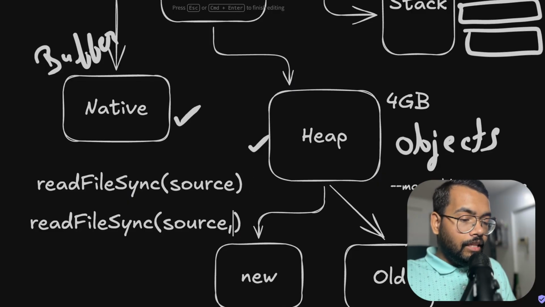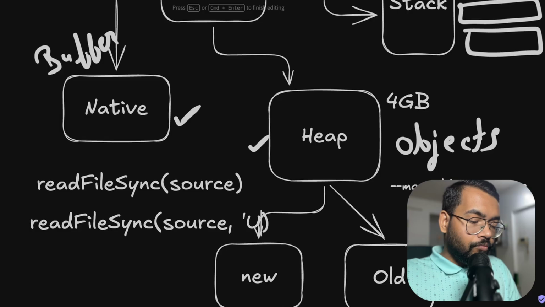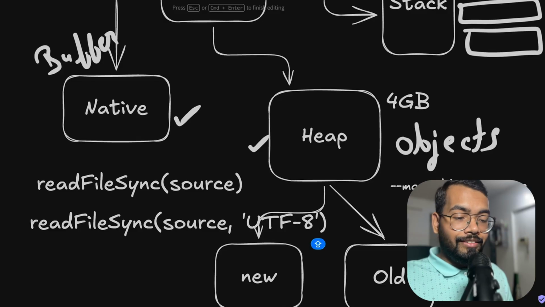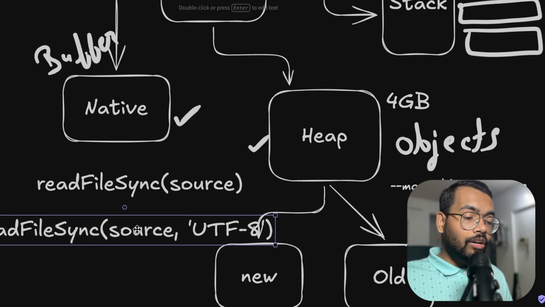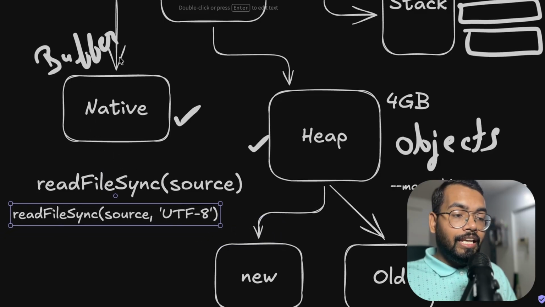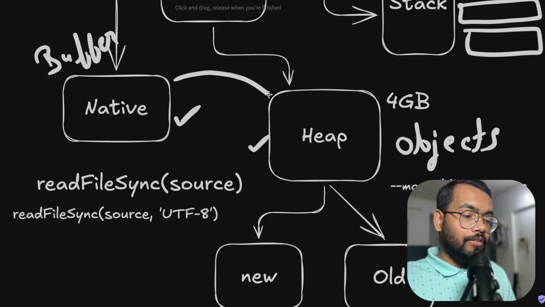Okay, so that is why the native memory is very important to Node.js. But remember, if you are doing something like this, you are doing readFileSync and then you are saying UTF-8. What you are doing at this point is basically converting the data into a string. And as soon as you convert the data into a string or into a number or a normal data type, you are basically taking the data from the native memory and placing it inside of the heap.